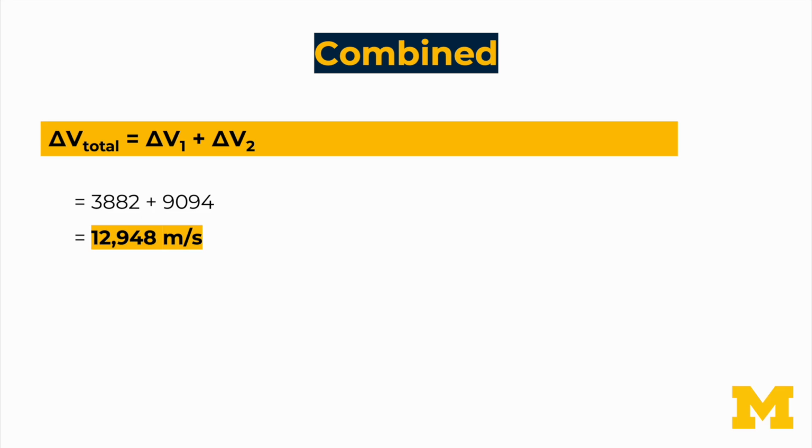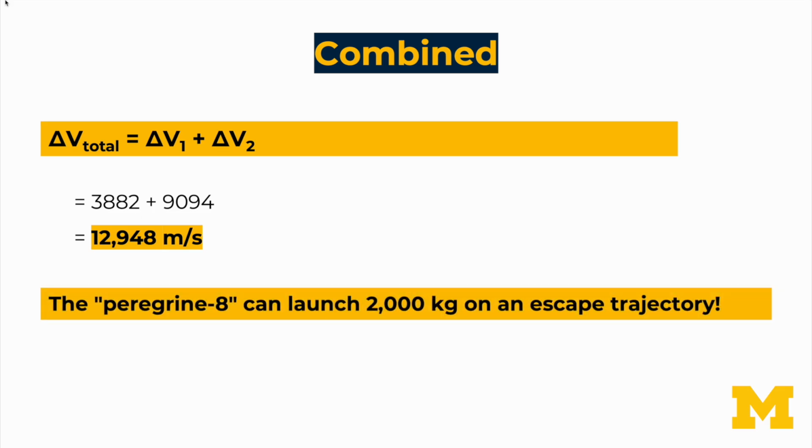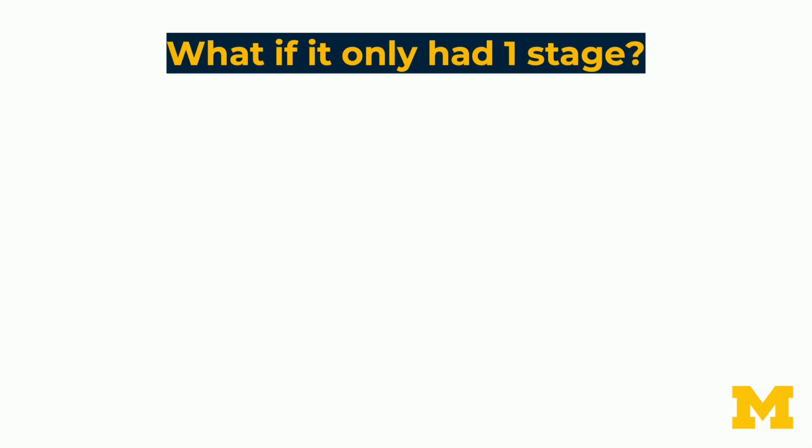12,948 meters per second. The Peregrine 8 can actually launch 2,000 kilograms on an escape trajectory. We could launch this to the moon, or escape Earth and have it go somewhere else. It can take 2,000 kilograms and get away from Earth very easily with a 2-stage Peregrine 8 rocket.